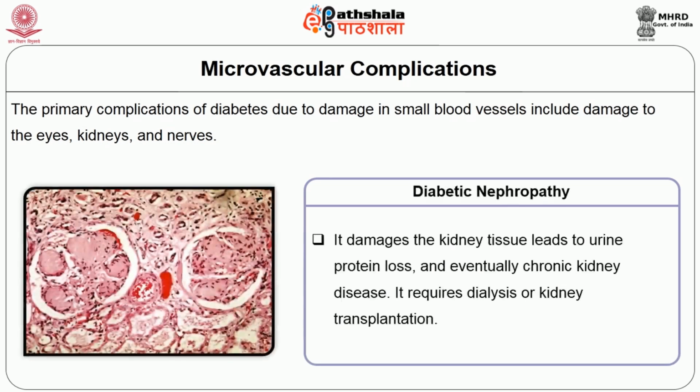The next is diabetic nephropathy. It damages the kidney tissue, leading to increased urine protein loss and eventually chronic kidney disease, that is renal failure. So this patient requires dialysis or kidney transplantation.